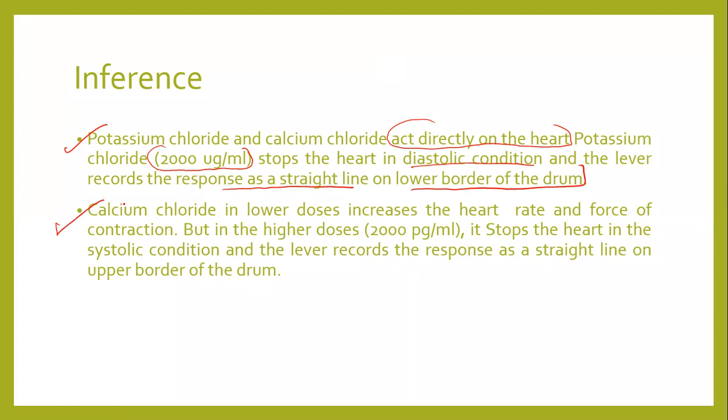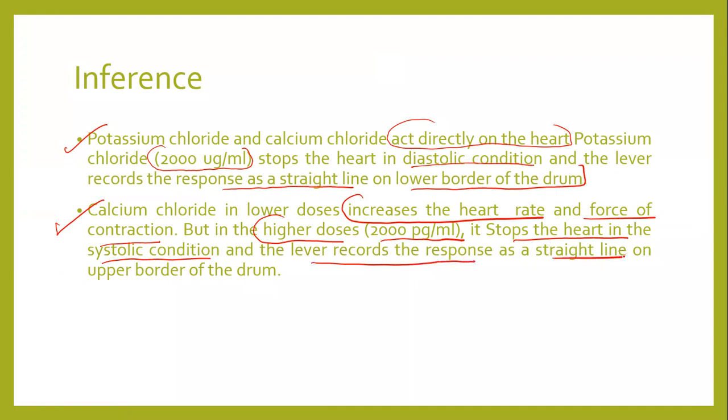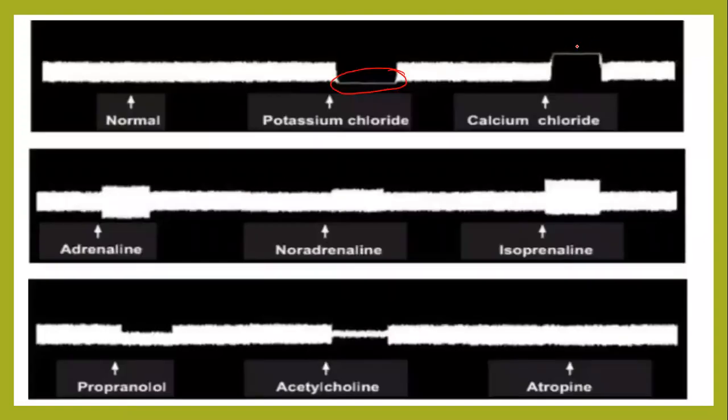So what about calcium chloride? Calcium chloride in lower doses increases the heart rate and force of contraction, but in higher doses, that is 2000 micrograms per ml, it stops the heart in the systolic condition, and the lever records the response as a straight line on the upper border of the drum. You can observe it over here. It stops the heart in systole. So the upper border is systole and the lower border is the diastole.